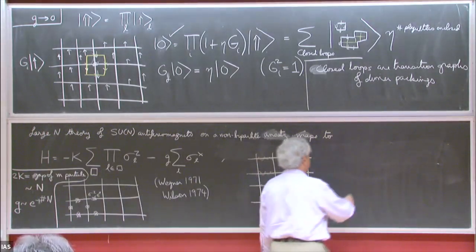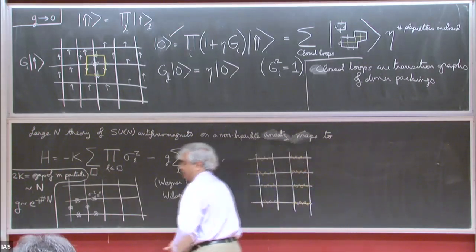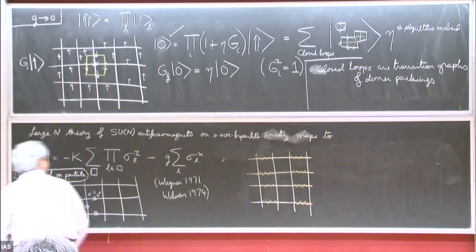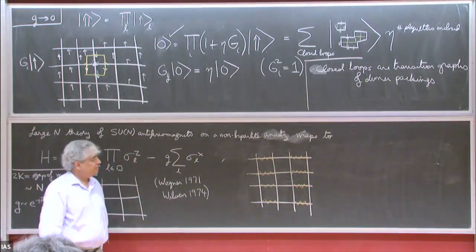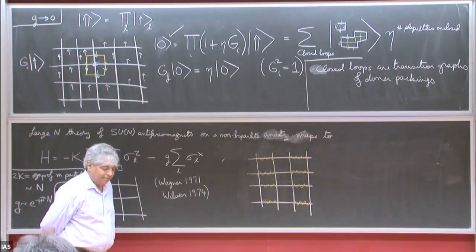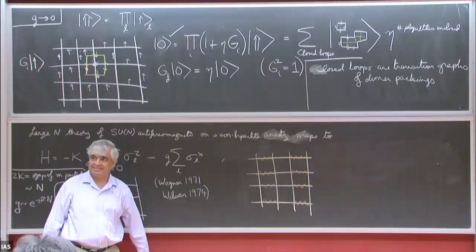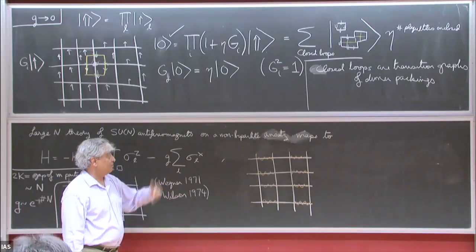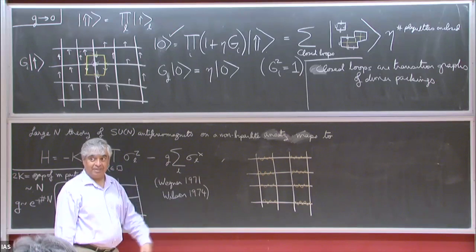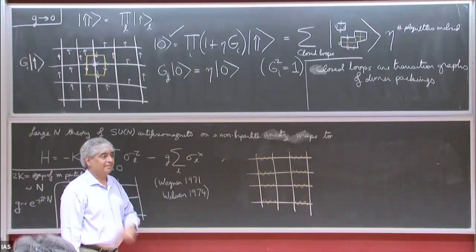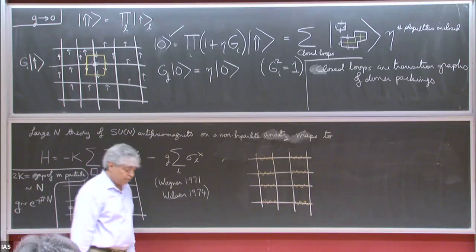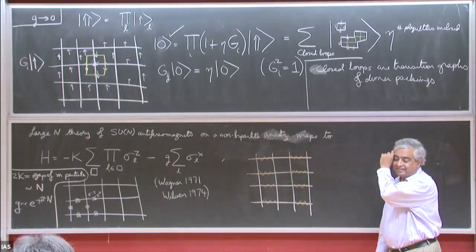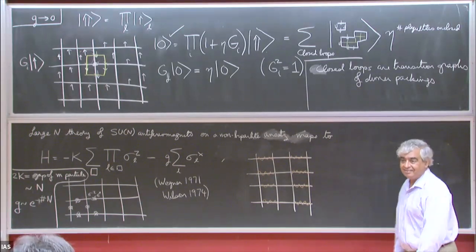But you can give me some other dimer packing, which I will write down in a different color. Dimer packing means that the two spins are an SU2 spin? Yes, that would be the interpretation, correct. But right now I'm just making a mathematical statement that the set of all closed loops is in one-to-one correspondence with the set of all dimer packings. You're only allowing dimers that are nearest neighbors? Yes. Nearest neighbor dimers and only one dimer per site.